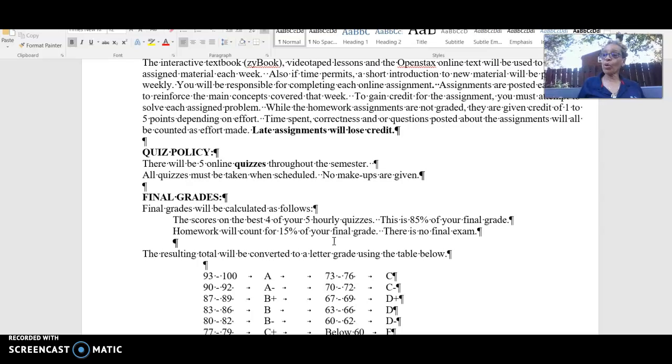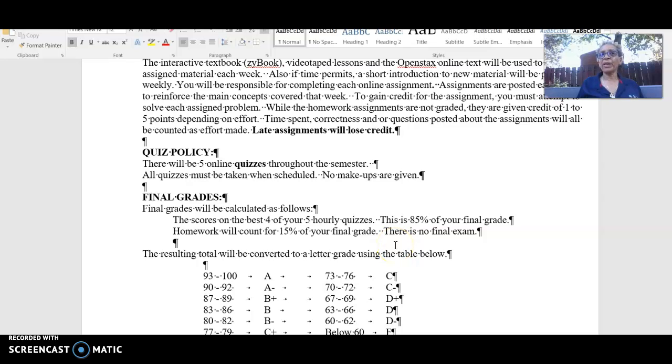So if you do your homework, I'll be looking at those just to see how you're doing, and the amount that you do will determine 1 to 5 points. And so your total will be 15% for the homework, and 85% of your grade will be the 4 out of 5 quizzes. And I'll let you know when they are.